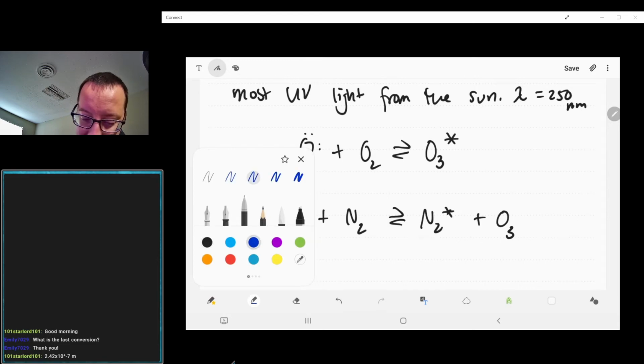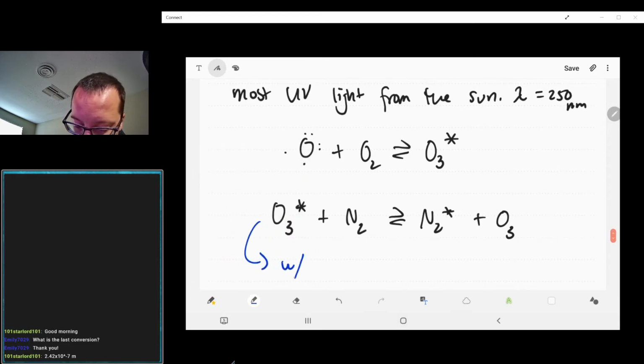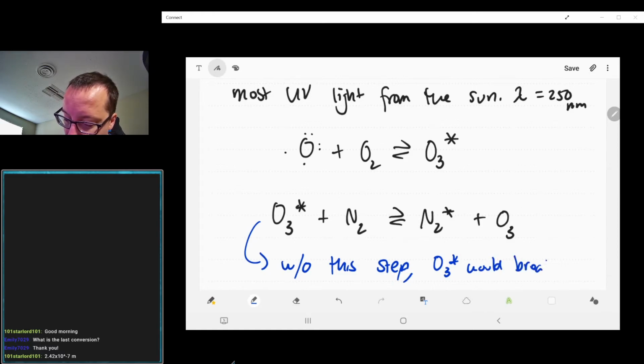If this second step didn't happen, we would end up getting the reverse of our reaction up there, that the energetic ozone would just fall apart back into the oxygen radical and the dioxygen molecule. So when you don't have gases nearby to absorb this extra energy from the ozone, we're going to have ozone being unable to form, essentially. The equilibrium would be completely shifted to the left without that.